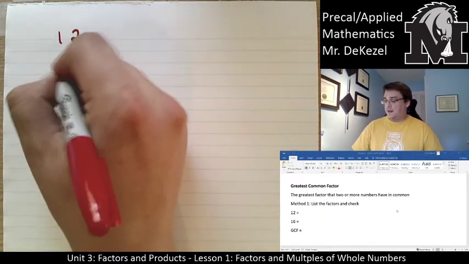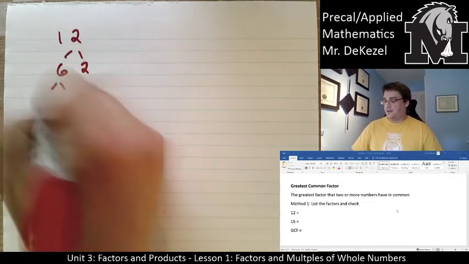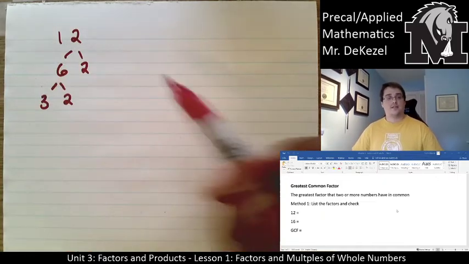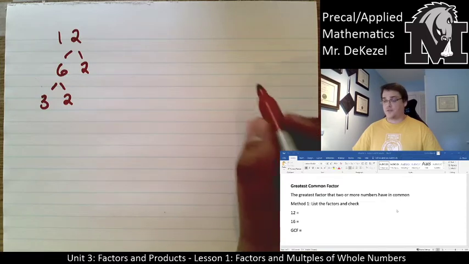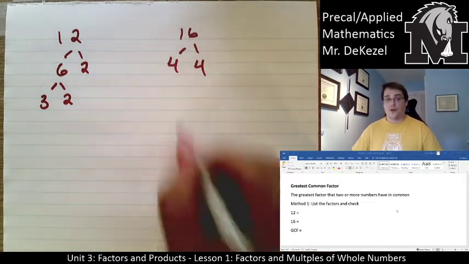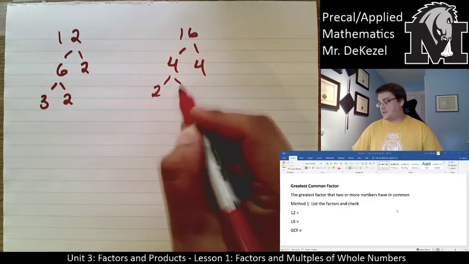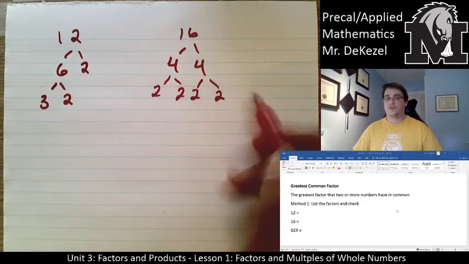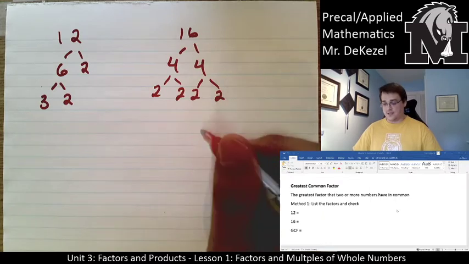So 6 and 2 and then 3 and 2 for 6. So that is our prime factor tree for 12. And then for 16, I would go 4 times 4. And then all of these are broken into 2. So 2 times 2 equals 4. We just do that twice.